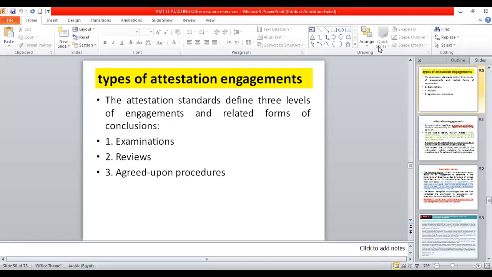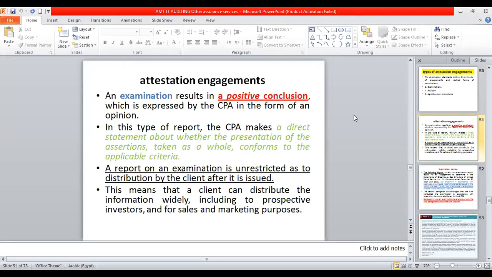In the previous lecture, I started talking about the attestation engagement. If you remember, we have three types of attestation engagement: examination, review, and agreed upon procedures. In the previous lecture, I explained what I meant by examination engagement, which provides a positive conclusion to identify whether the information is stated in accordance with the applicable criteria.